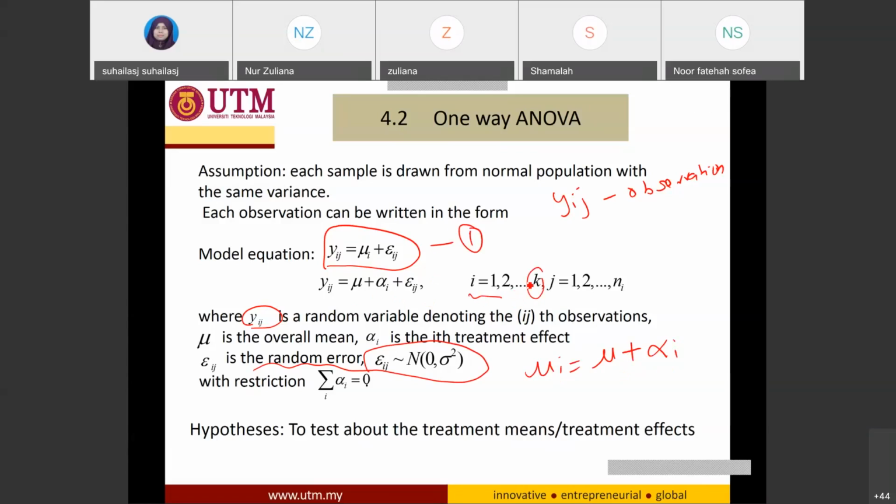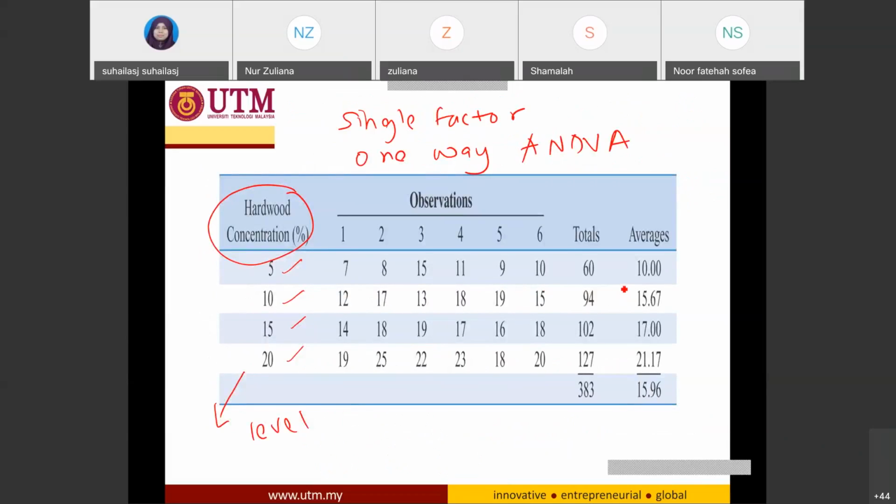Number of level tadi. Kalau macam tadi kita ada hardwood concentration, kita ada 4 level. So that means your k is equals to 4. Okay, inilah contoh k equals to 4. Okay, j is 1, 2 up to n subscript i, number of your observation for each treatment. Okay, kalau kita tengok tadi, maksudnya kat sini.